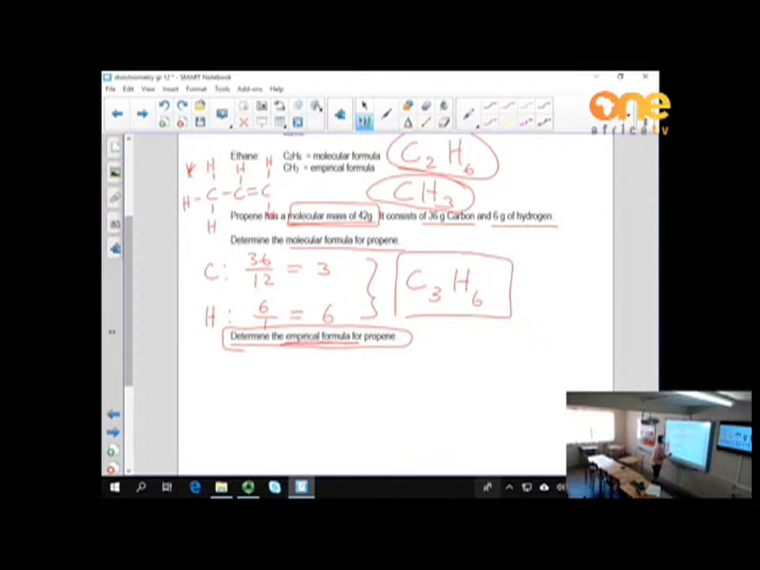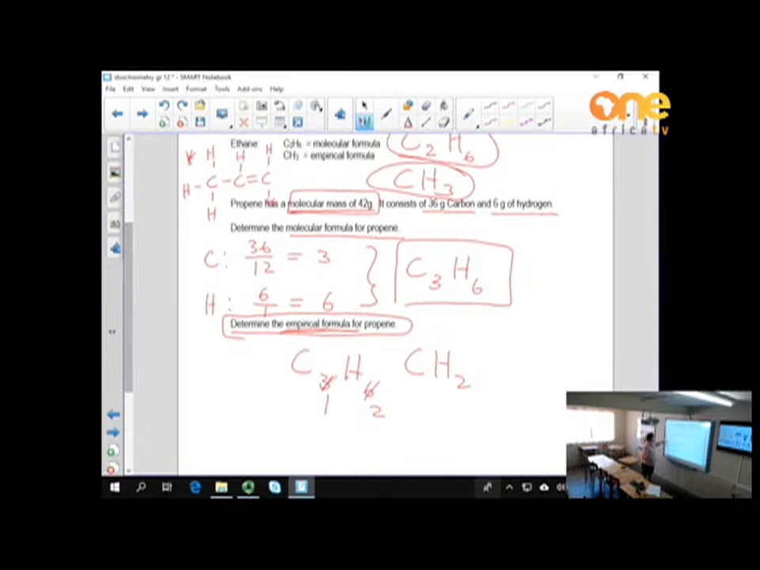How do we simplify it? If I have C3H6, I must simplify those values. So 3 goes once, 3 goes twice. So the empirical formula is going to be CH2. All right.